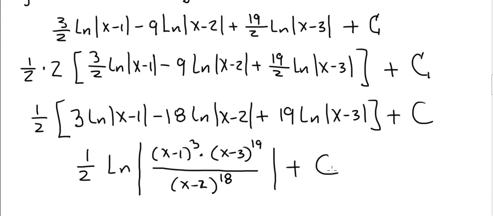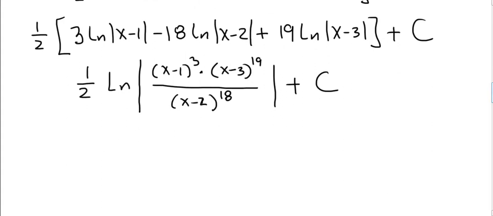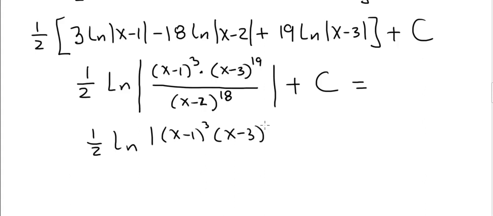And one more thing, because the x minus 2 term is raised to the 18th power, it will always be positive whatever x is. We can't have x equal to 2, but anything else, because of the 18th power, will make it positive. So technically we do not need absolute value, and you can rewrite your answer like this: 1/2 natural log of, in the numerator, absolute value x minus 1 cubed times x minus 3 to the 19th, and then in the denominator x minus 2 to the 18th power, plus c.